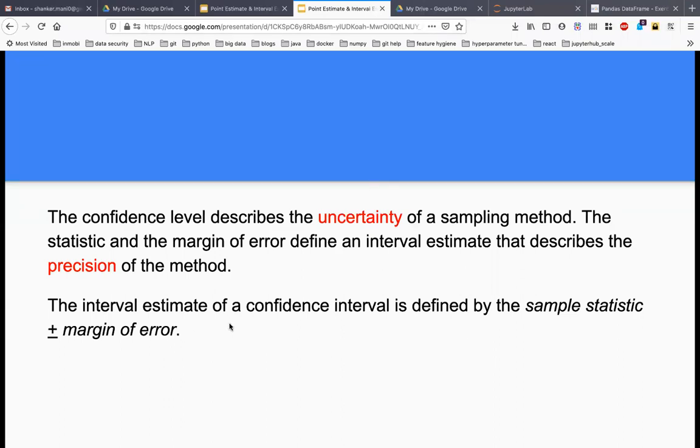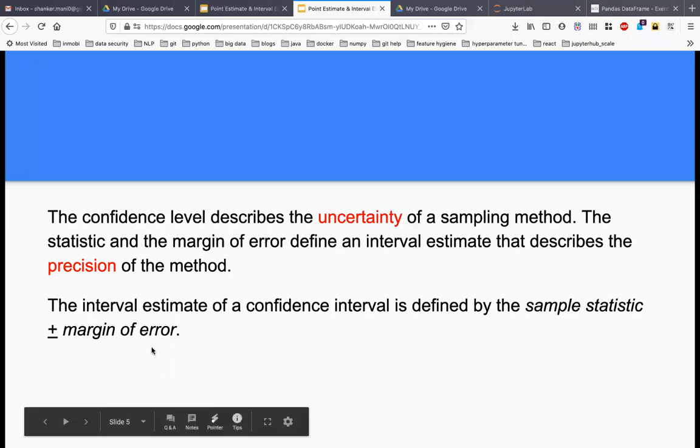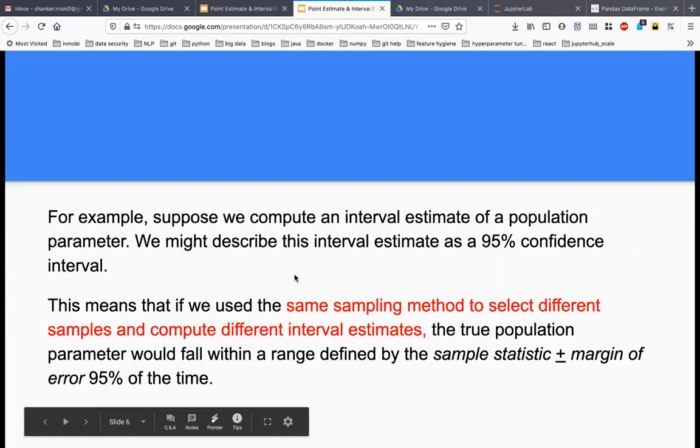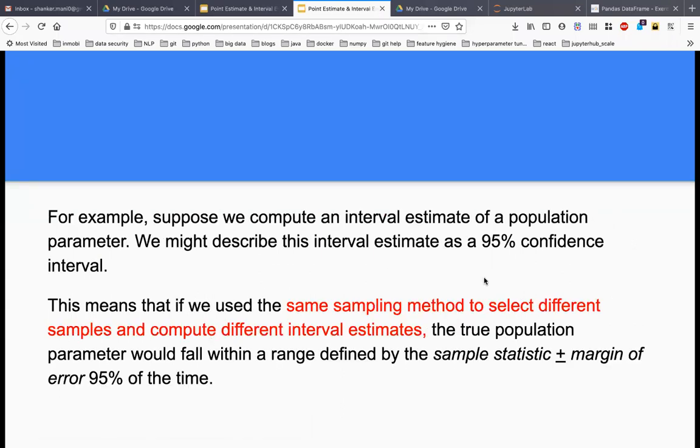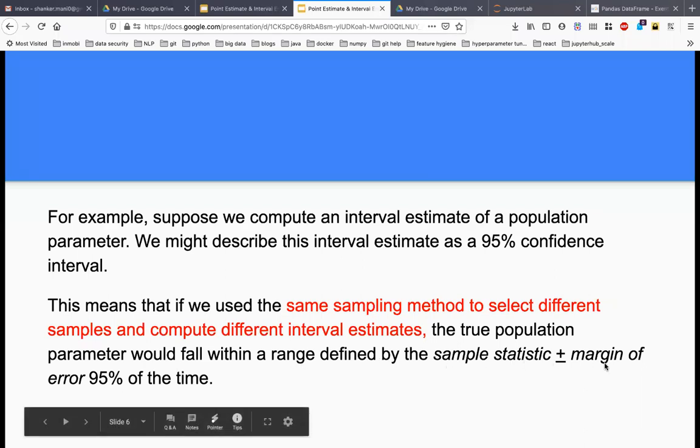The interval estimate, or confidence interval, is defined by the sample statistic plus or minus the margin of error. For example, suppose we compute an interval estimate of a population parameter. We might describe this interval estimate as a 95% confidence interval. This means that if we use the same sampling method to select different samples and compute different interval estimates, the true population parameter would fall within a range defined by the sample statistic plus or minus the margin of error 95% of the time.